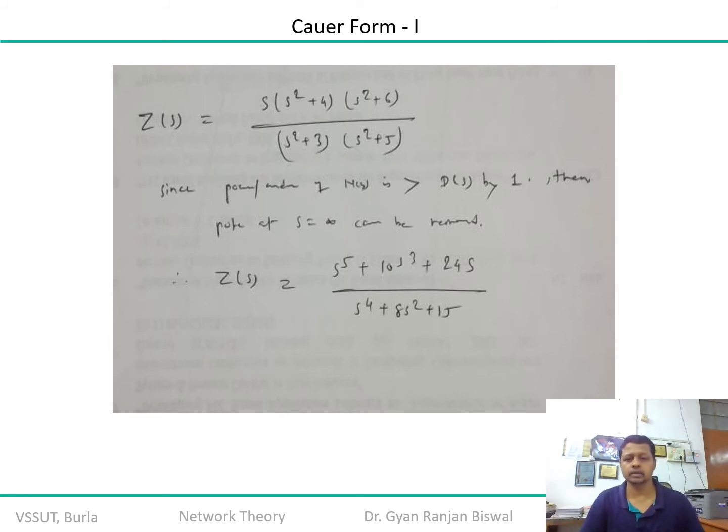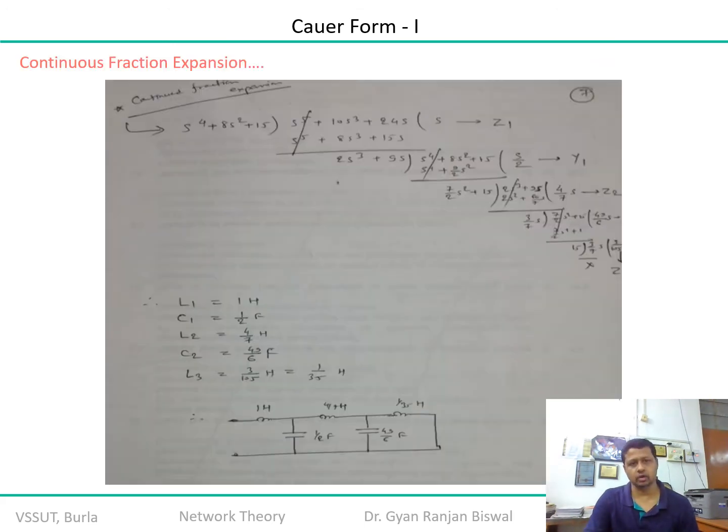So if you see, imagine that you got the solution. If you see the polynomial order of the numerator is one higher than the denominator, so it satisfies the requirement. Then the pole at s equal to infinity doesn't exist. Fine. So in this case, you can apply Cauer form 1, and if you are doing so, because Cauer form 1 says that you are arranging in descending order, your denominator is s raised to 4 plus 8s square plus 15, and numerator is s raised to 5 plus 10s cube plus 24s. So divide it, apply the continued fraction expansion, and with this you try to find out the value.